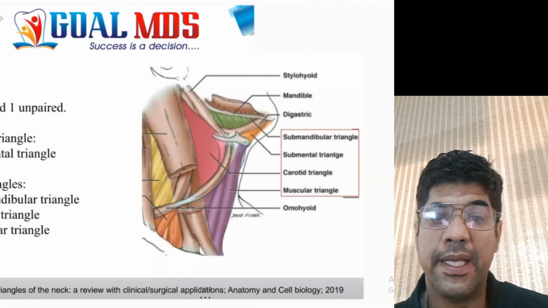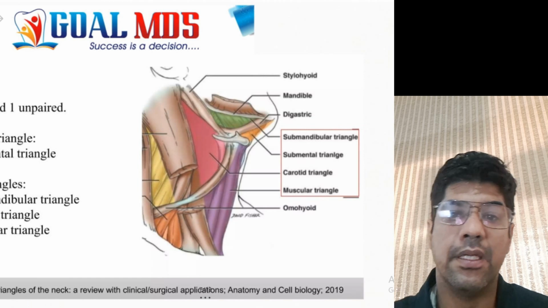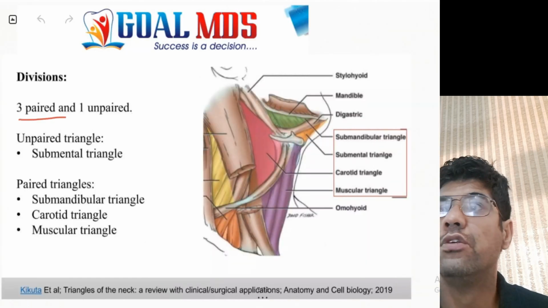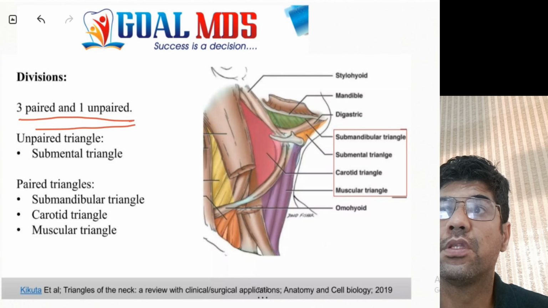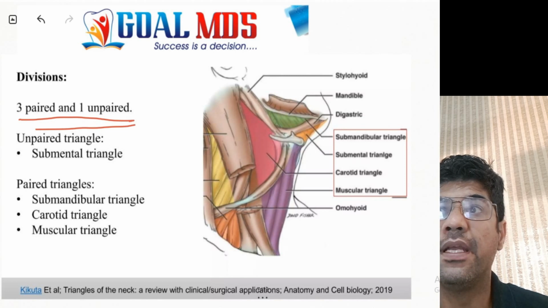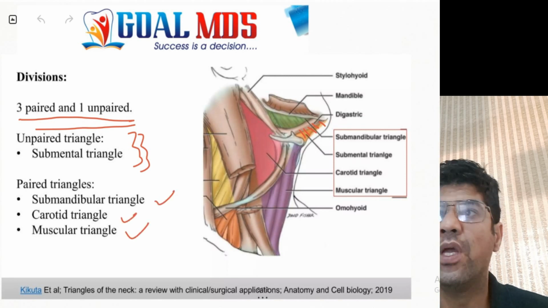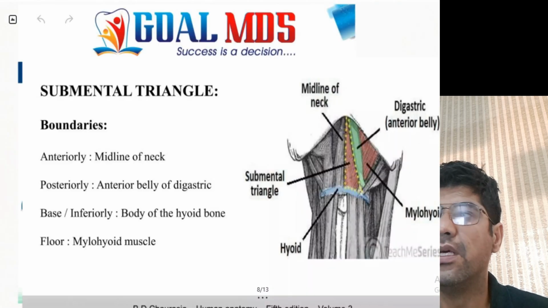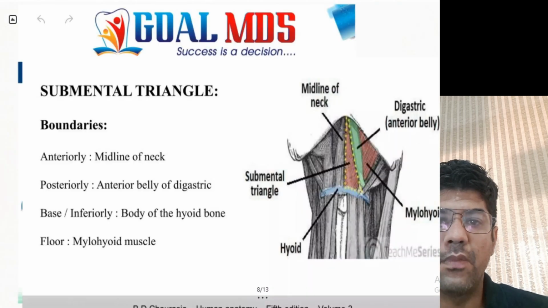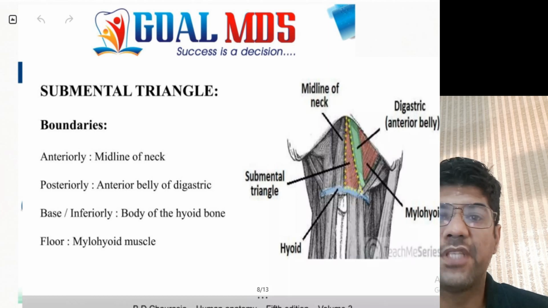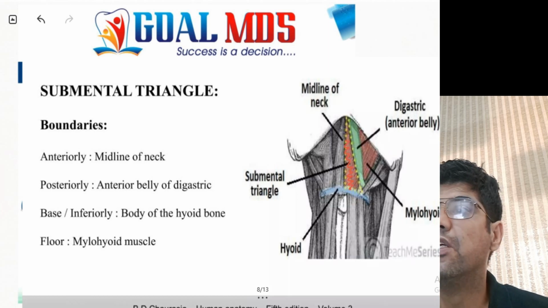So first triangle is the submental triangle. Three are paired and one is unpaired. The submental triangle is unpaired. This one. And the paired triangles are the submandibular, carotid and the muscular triangle. So first is the submental triangle. So this one is the submental triangle.